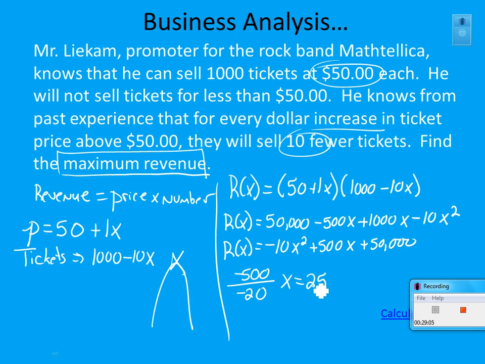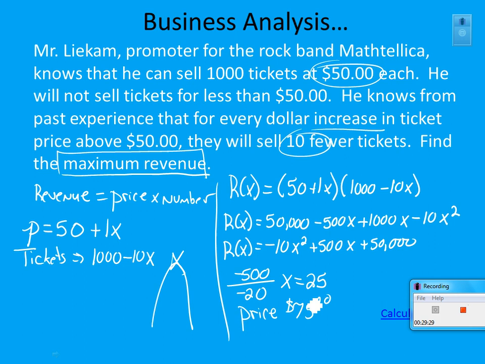Please don't think it means $25. It means I need to raise the price 25 times. It means I'm going to sell 10 times 25 fewer tickets. So my price that Mr. Lycum is going to charge is going to be 50 plus 1 times 25. We're going to sell tickets for 75 bucks. That's going to be my price.